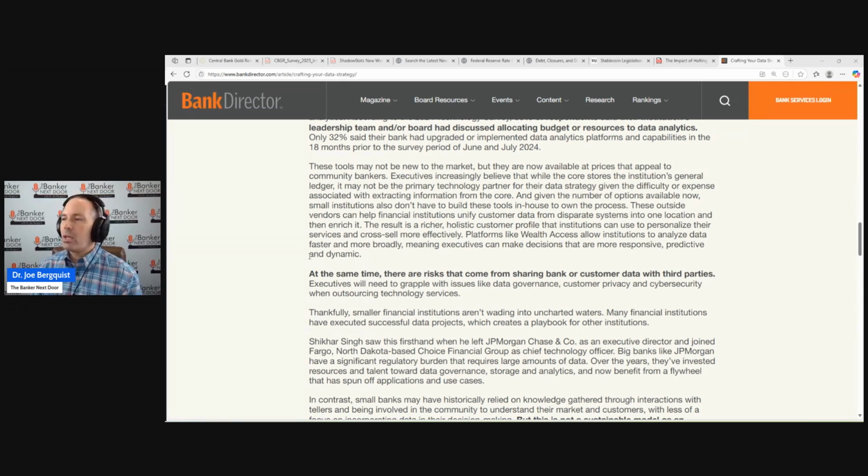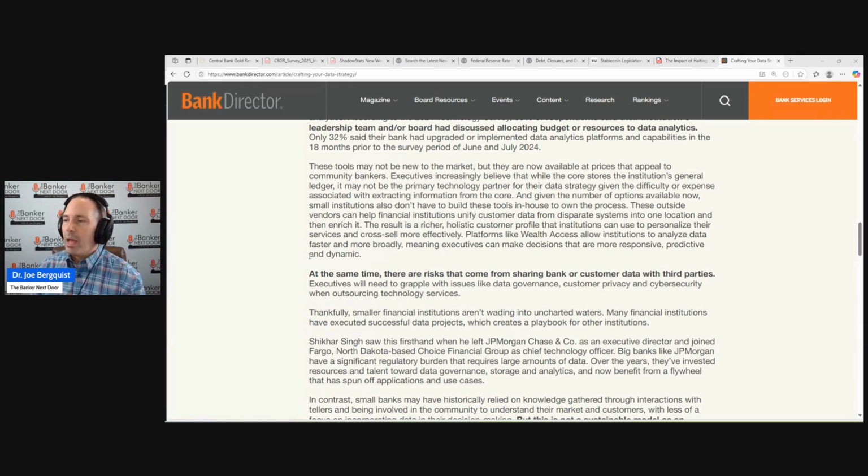These outside vendors can help financial institutions unify customer data from disparate systems into one location and then enrich it. The result is a richer, holistic customer profile that institutions can use to personalize their services and cross-sell more effectively. Platforms like Wealth Access allow institutions to analyze data faster and more broadly, meaning executives can make decisions that are more responsive, predictive, and dynamic.